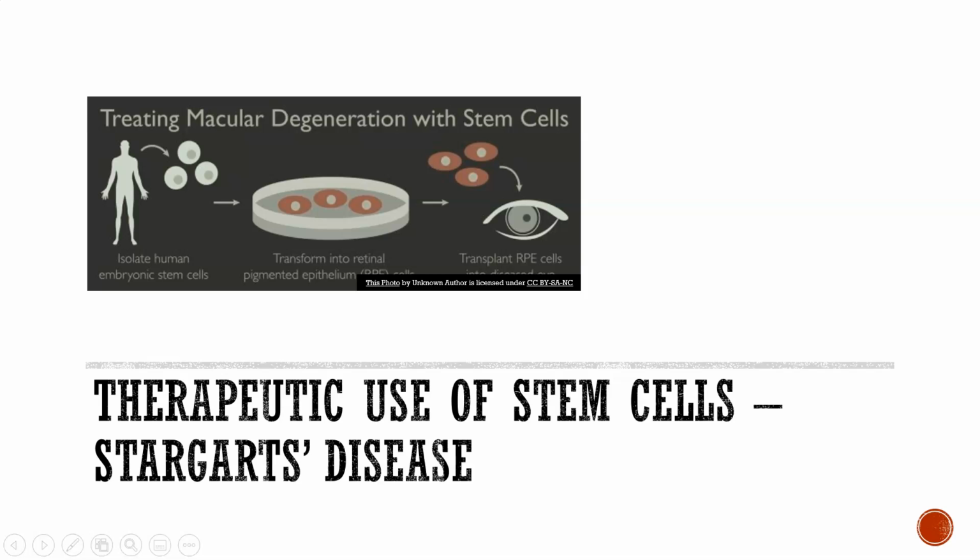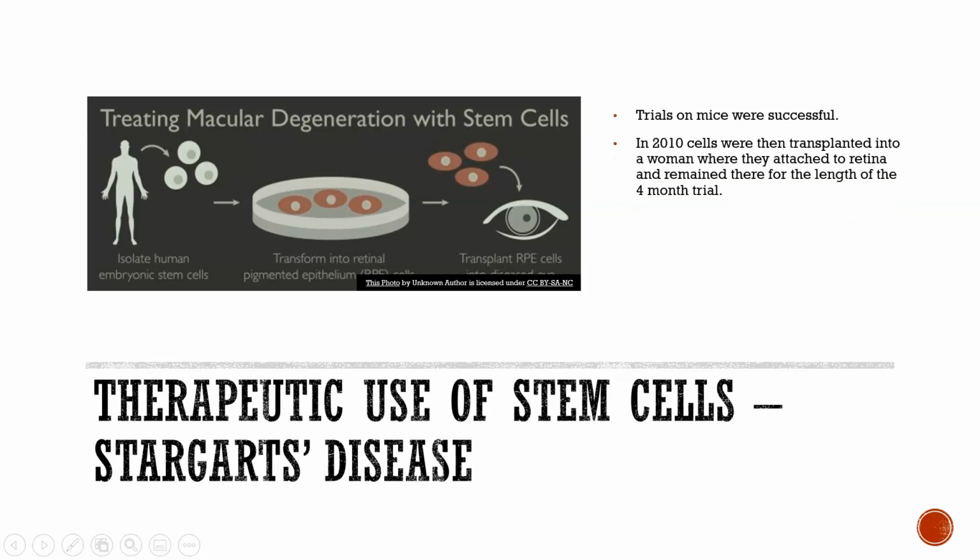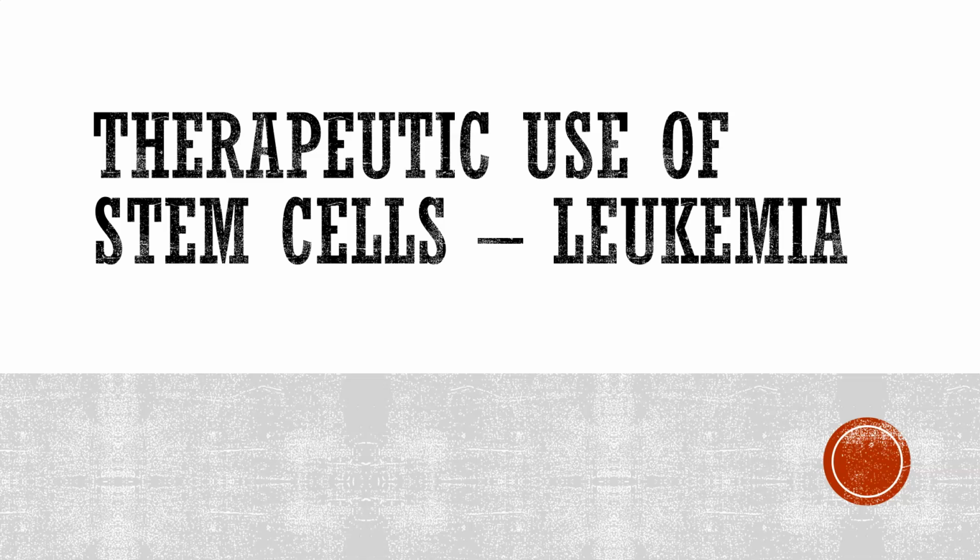So basically what they do is they isolate the cell, they get the stem cell from the human, okay, they transform it into a pigment, and then they can do a transplant back into the eye. So the trials on mice were successful. In 2010, cells were then transplanted into a woman where they attached to the retina and remained there for the length of the 4-month trial. Sight improved with no harmful side effects. More trials are now required.